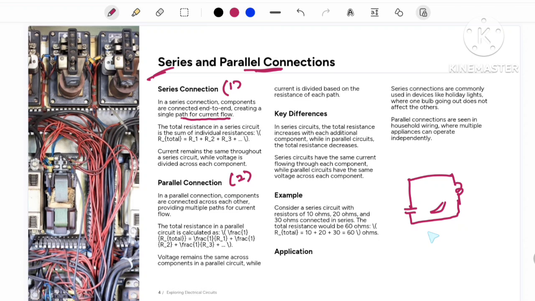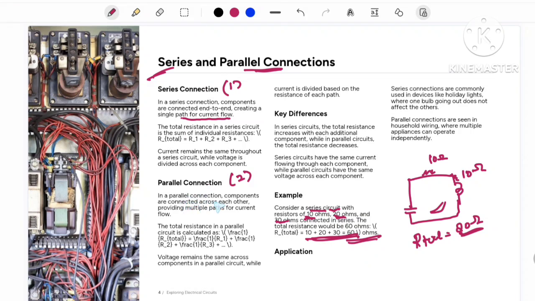In a series connection, when we are using multiple components, we add the R total value. For example, here is a 10 ohm resistor and here is a 10 ohm resistor. The total is 20 ohm connected here for this example. So we are given 10 ohm, 20 ohm, 30 ohm. When it is a series circuit, you add all of them and you get 60 ohm as the answer, right?